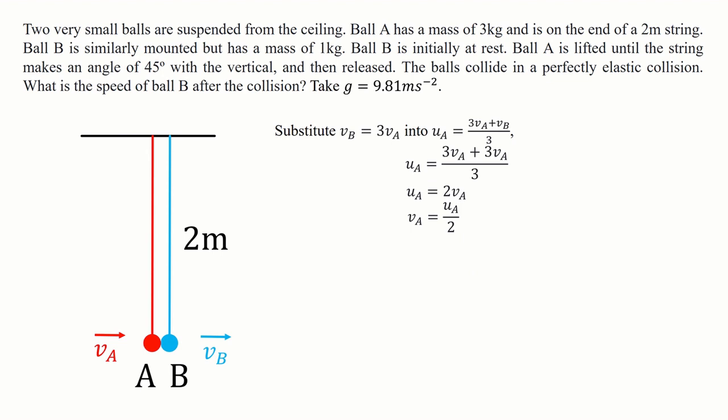Then, substitute v_B equals 3 v_A into u_A equals (3 v_A plus v_B) all divided by 3 and make v_A the subject. You will get v_A equals u_A over 2.